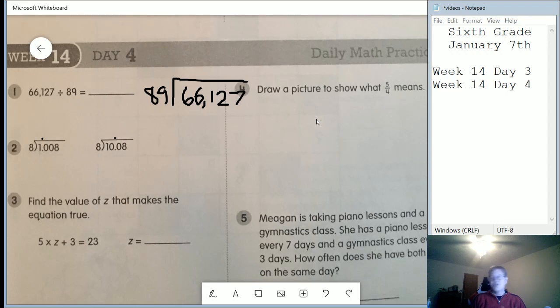Number 4, draw a picture to show what 5/4 means. So way back in 3rd grade, we worked with different pictures. And so anytime we were working with something that was larger than a whole, we would have more than one shape. One would be filled in completely.